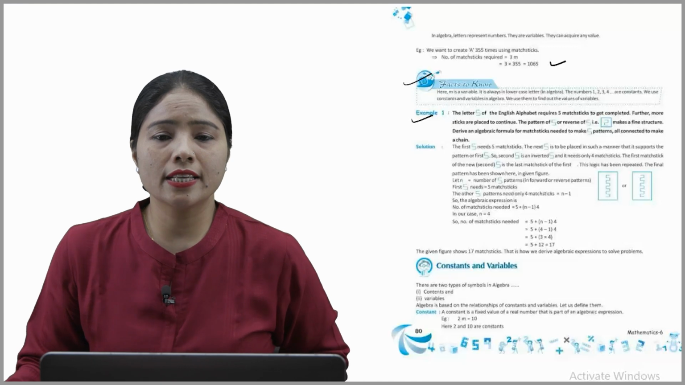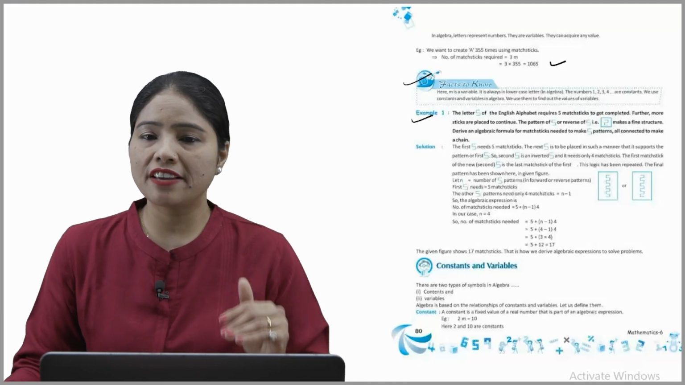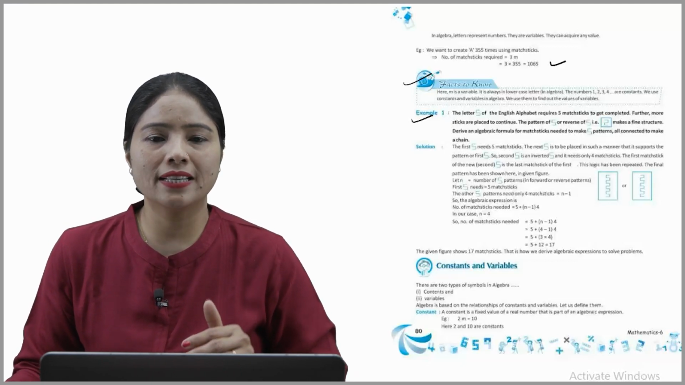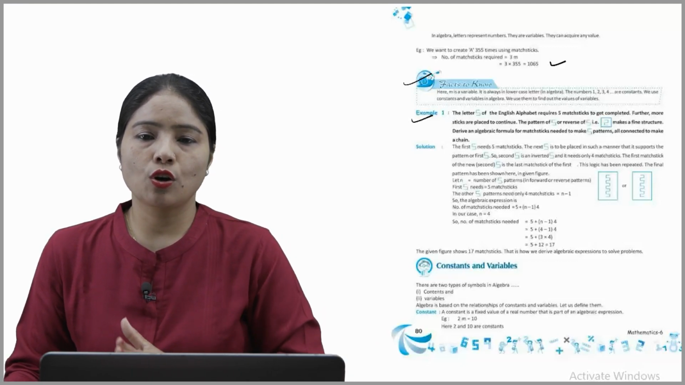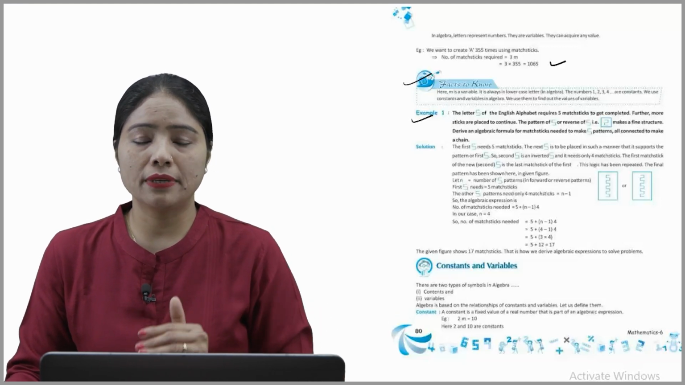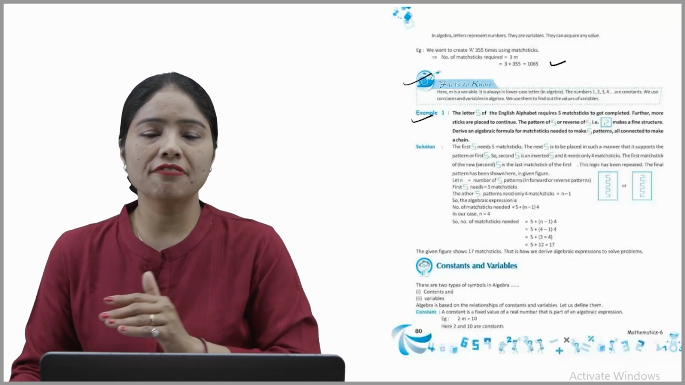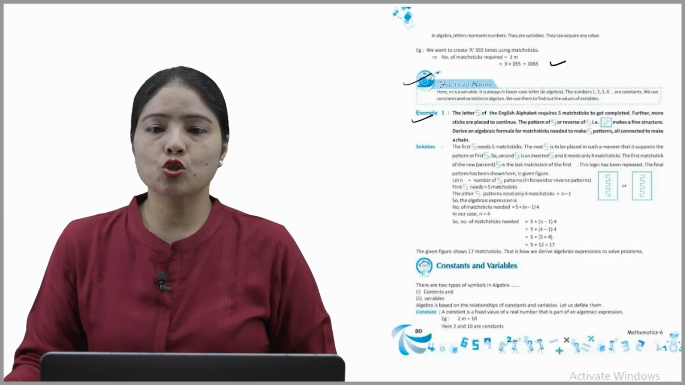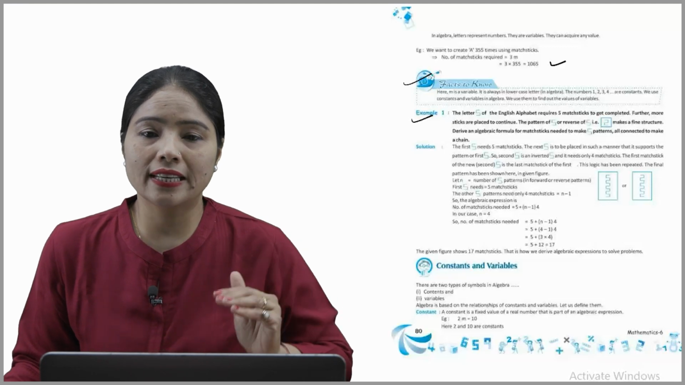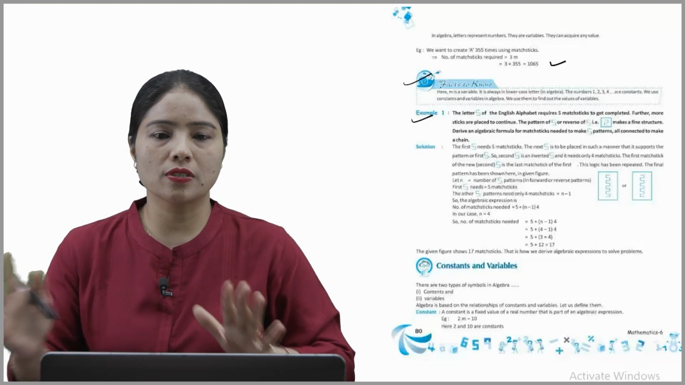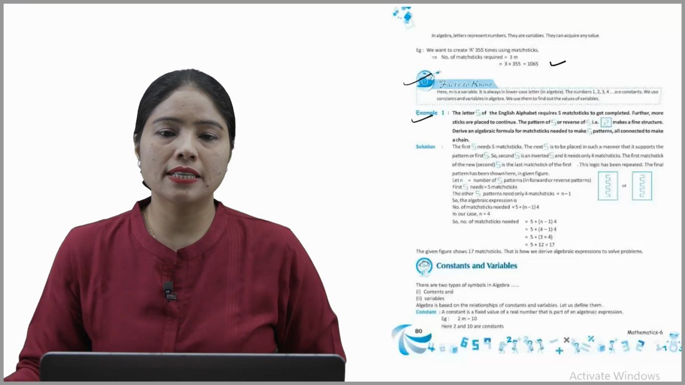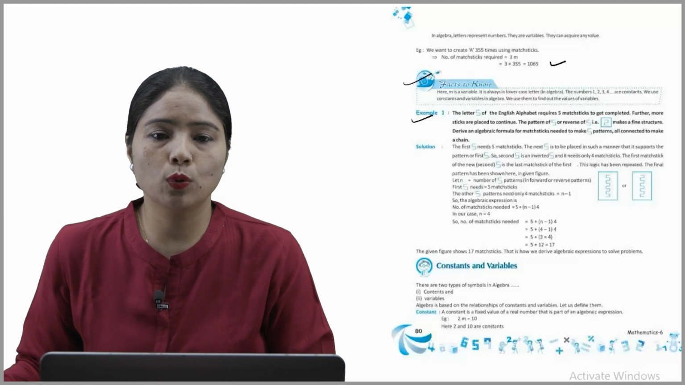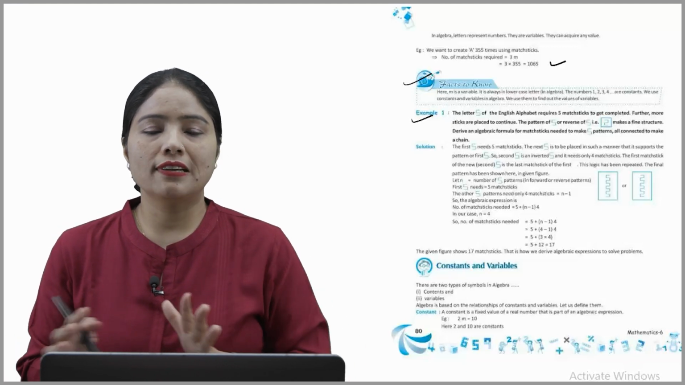Now example 1. The letter S of the English alphabet requires 5 matchsticks to get completed. Furthermore, sticks are placed to continue the patterns of S or reverse of S, that means opposite S, making a fine structure. Derive an algebraic formula for matchsticks needed to make S patterns, all connected to make a chain. Solution. The first S needs 5 matchsticks. The next S is to be placed in such a manner that it supports the pattern of the first S.